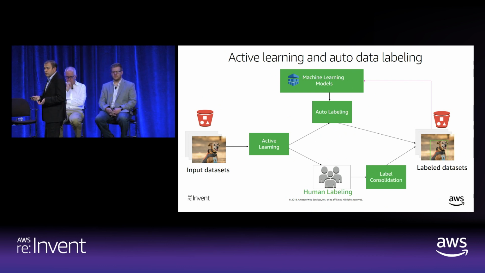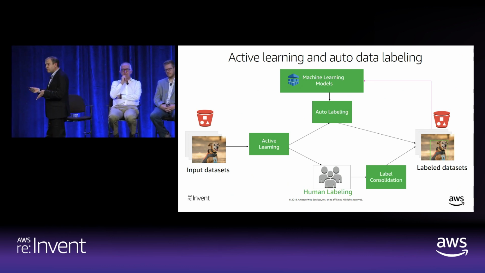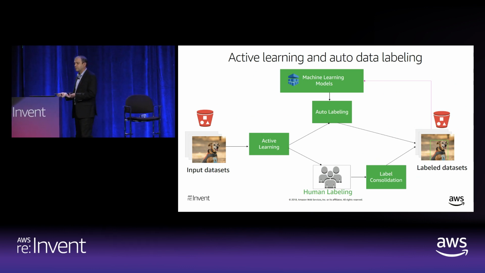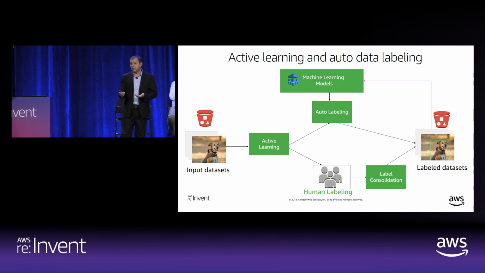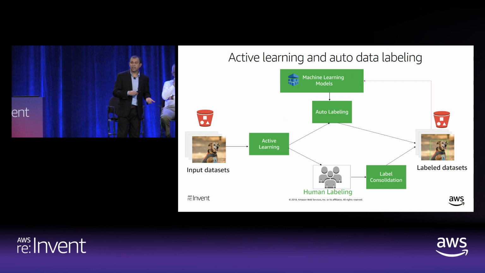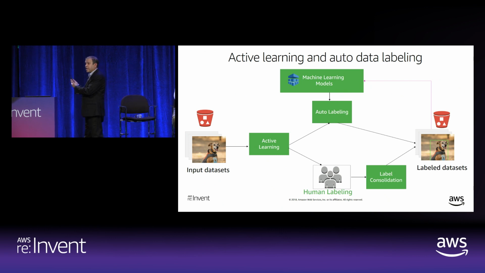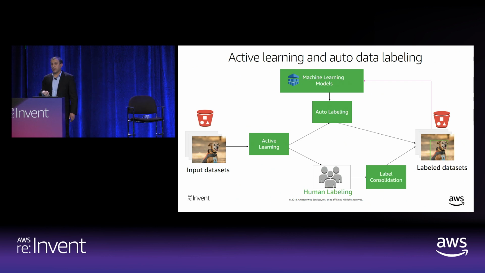The way Ground Truth does active learning and auto data labeling, it starts with the input data set that you provide. Going back to my example of cats versus dogs, you provide an input data set. Active learning uses an algorithm to pick a random subset of images from your data set and sends those images to human workers. These human workers label those images. These labeled images are then used by Ground Truth to train a machine learning model.